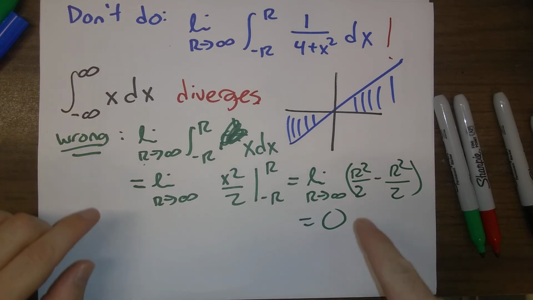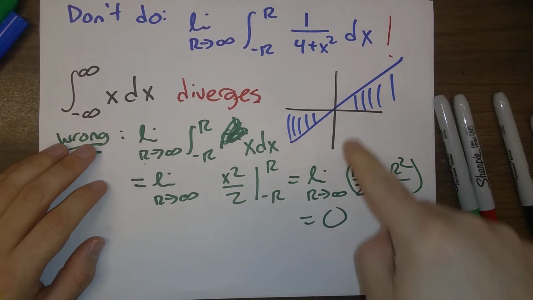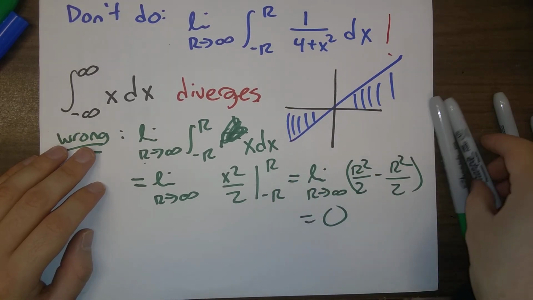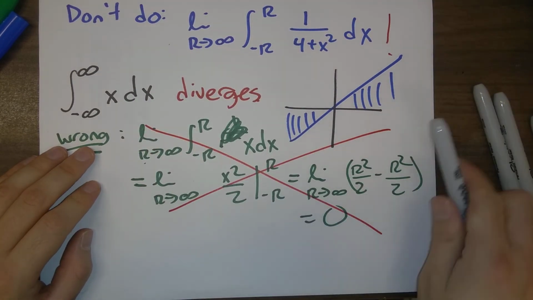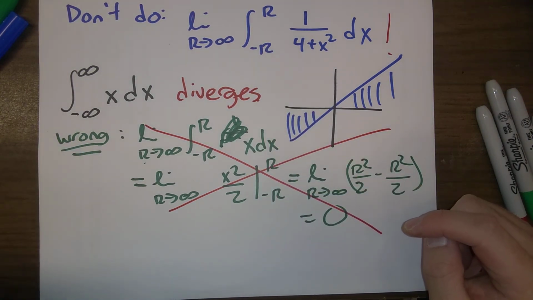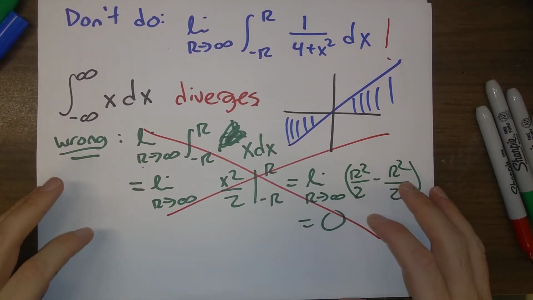And so this makes it look like it converges, but based off of our definitions, we want to say that this diverges. So don't do this. If you have both infinity and minus infinity as your bounds, break it up and do those separately.